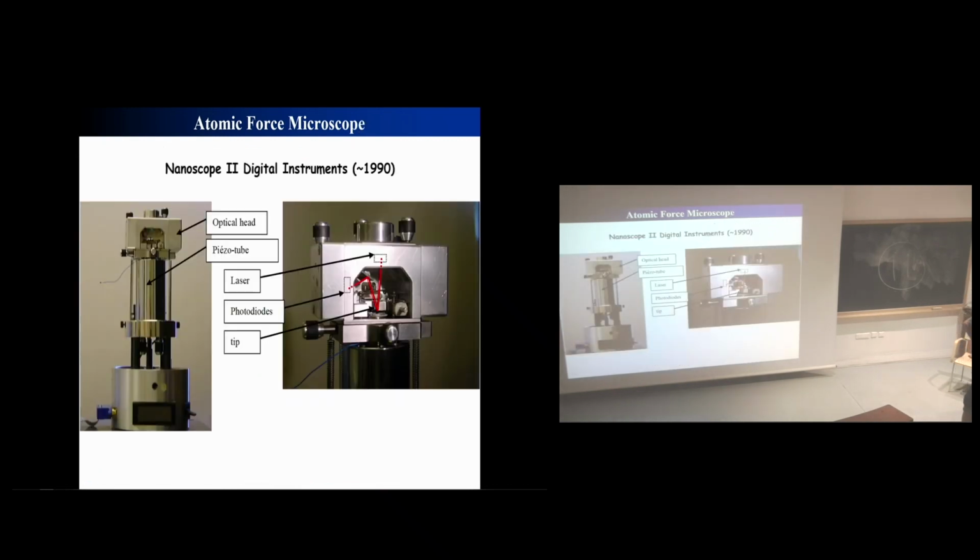How does it look? This is one of the most popular, very old systems of the 90s, which is called the Nanoscope from Digital Instruments. You can see here you have the piezo tube and the optical head. This optical head contains the laser that comes from the top. The cantilever is here. The laser is reflected on the mirror and goes to the photodiodes here.